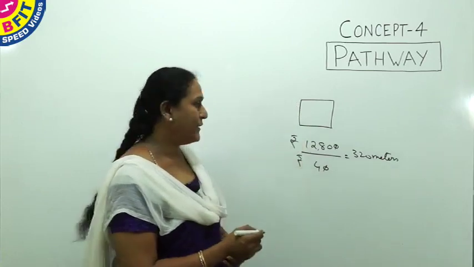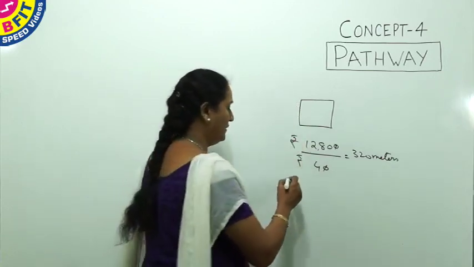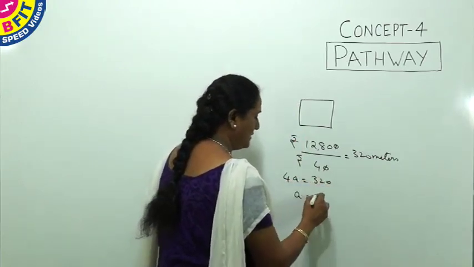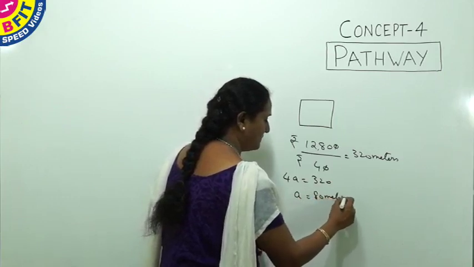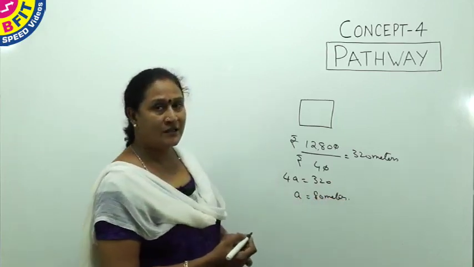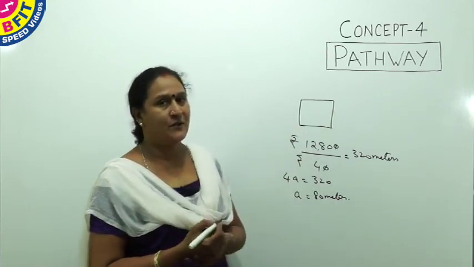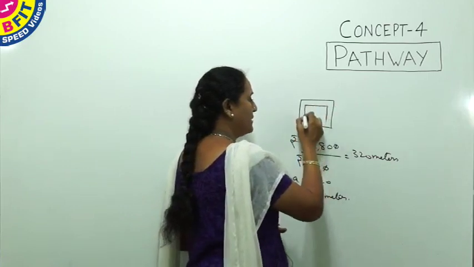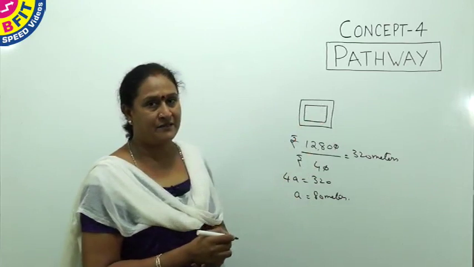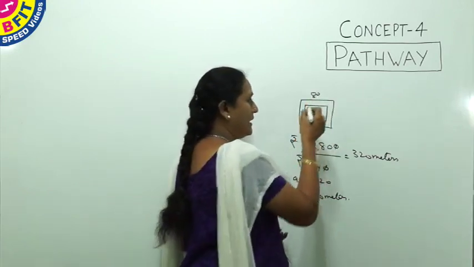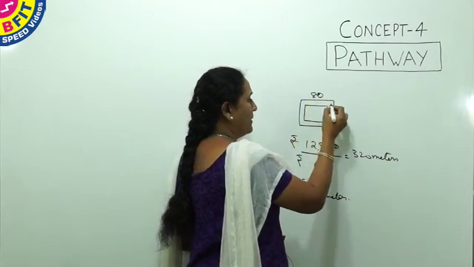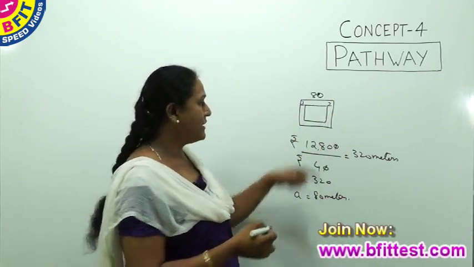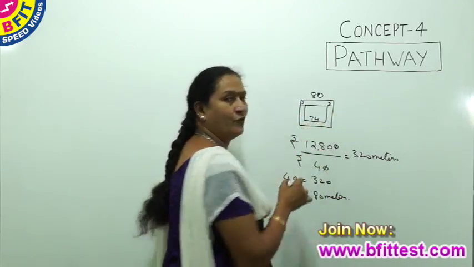So the perimeter is 320. Now what will be the side of the square field? 4A is equal to 320, so the side is 80 meters. Now there is a cement pavement inside the square field. So it is inside. And what is the width of the cement pavement? It is 3 meters. So the outside length is 80, and 3 on either side. Subtracting 6 from 80, we get the side of the inner square as 74.